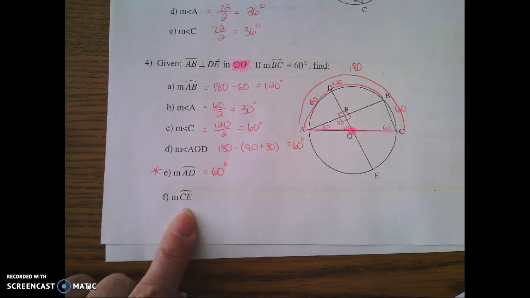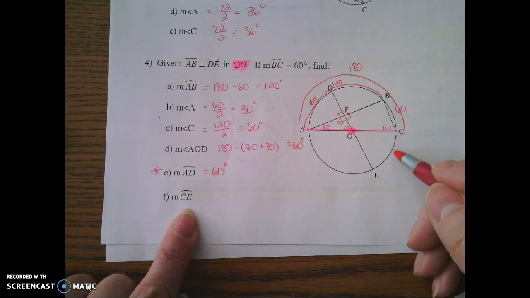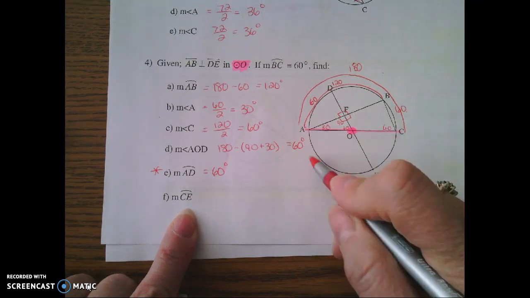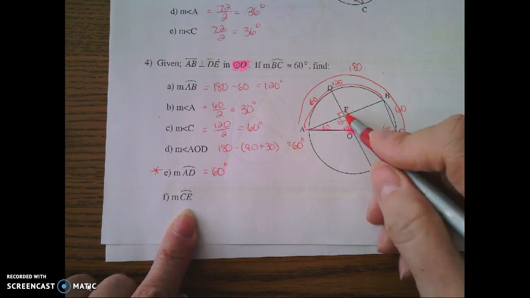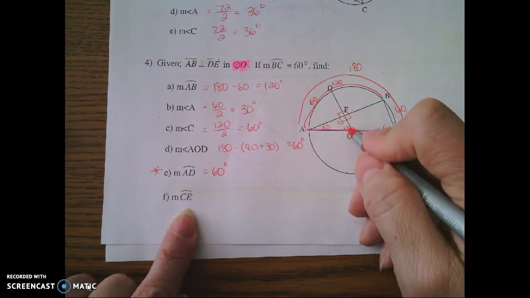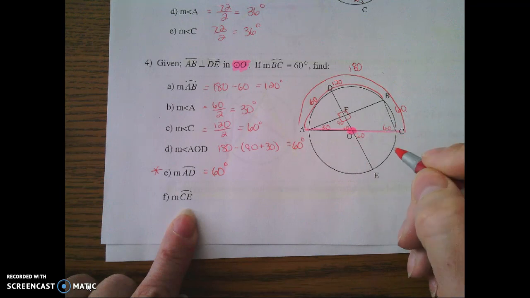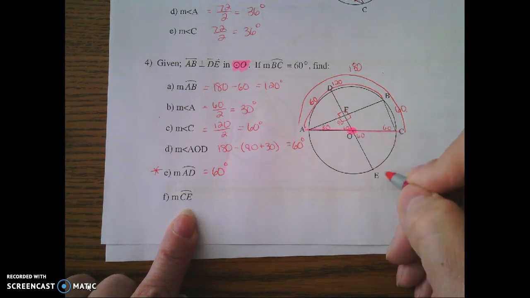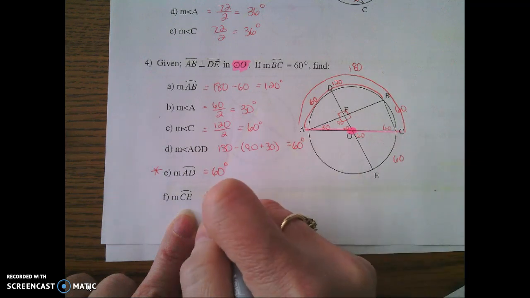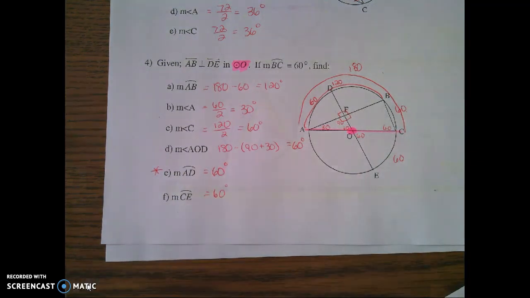All right, the measure of arc CE. Well, I know the whole thing's 180. There's many different ways you could find this. There's an X, there's vertical angle, so that 60 degrees is the same here. And then this angle is a central angle to arc CE, so the arc will have the same measurement. Okay?